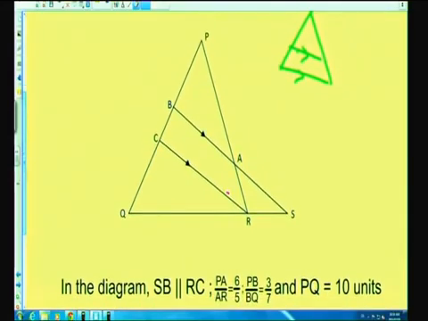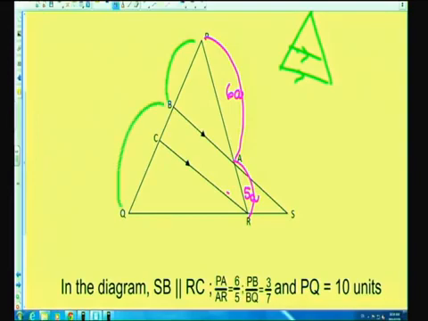So PA to AR is in the ratio 6:5. So remember when I said to you, now we can't say that this is 6 units long and that's 5 units long. So we placehold by saying 6A and 5A. Then they tell me that PB to BQ, this guy here, is in the ratio 3 is to 7. So I'm going to call this 3B and this one 7B.